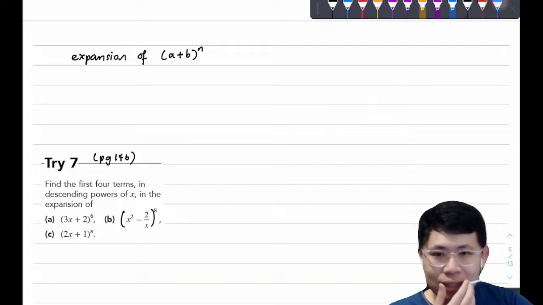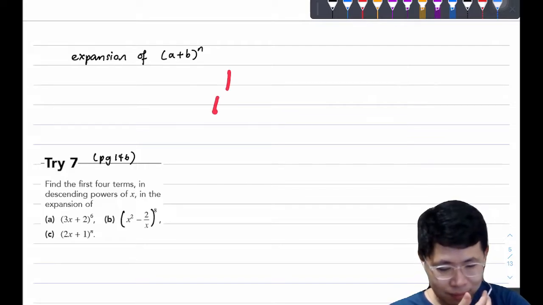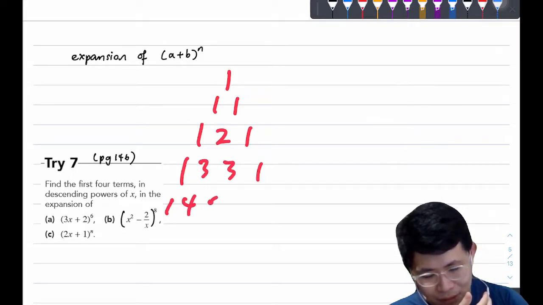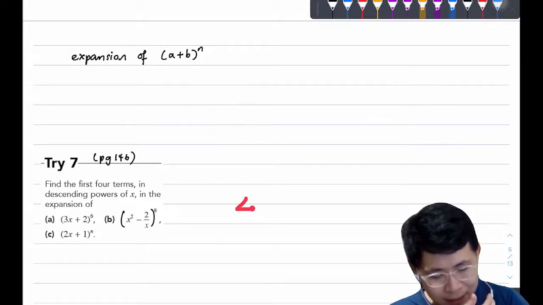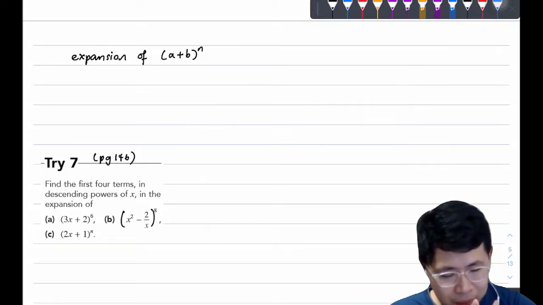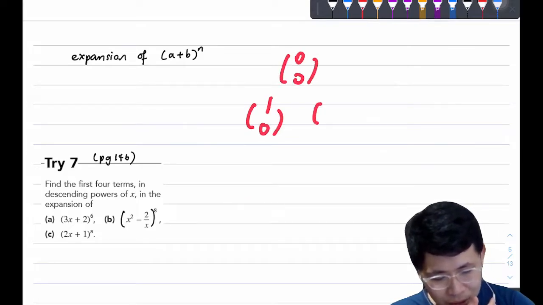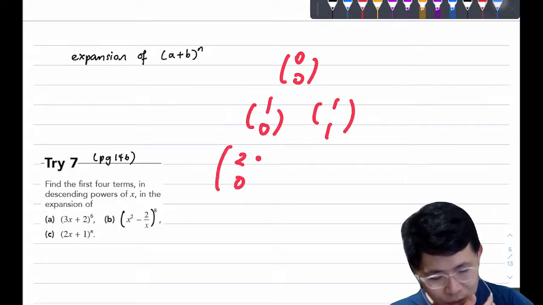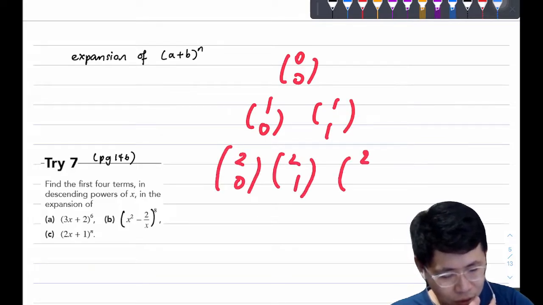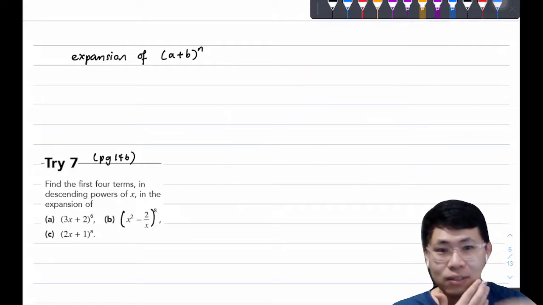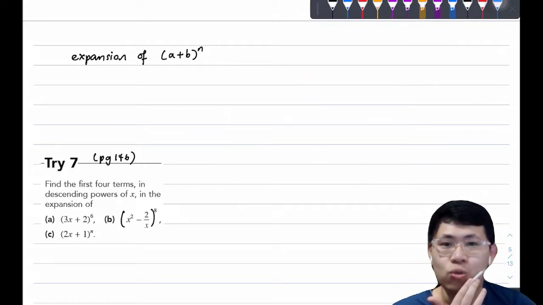We also looked at Pascal's triangle. We see that Pascal's triangle is built up of 0 choose 0, then 1 choose 0, 1 choose 1, then 2 choose 0, 2 choose 1, 2 choose 2, and so on. So all of this is Pascal's triangle relating to n choose r.